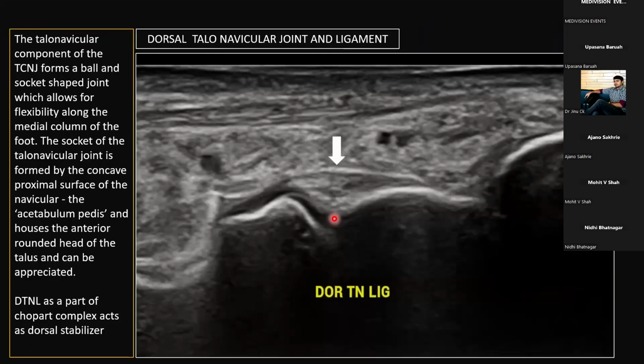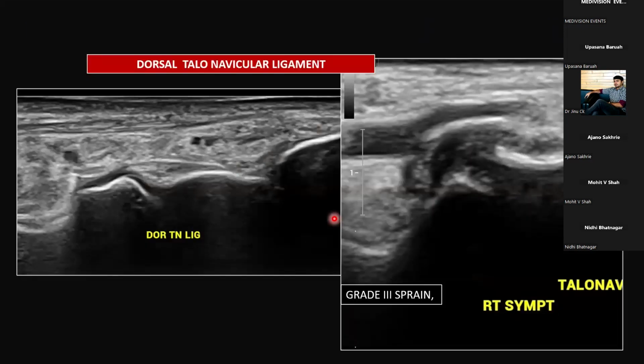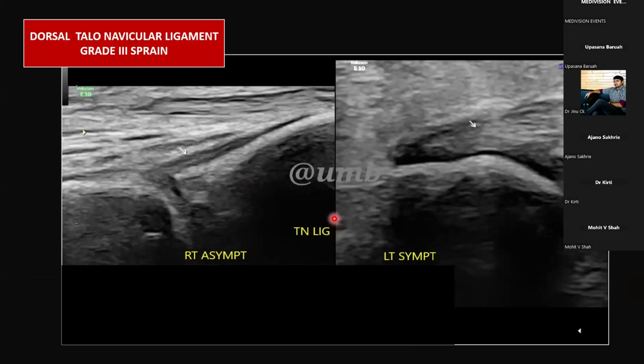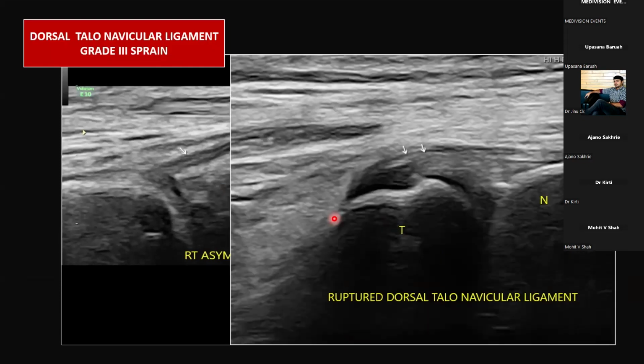This is a grade 1 injury, when we find some difficulty or confusion. This is a grade 3 sprain. We can see the complete disruption of the ligament, and there is widening of the joint. In another case, most of the cases I get show disruption of the talar end of this dorsal talonavicular ligament, with a gross bony injury.